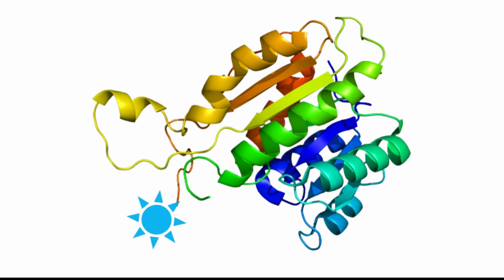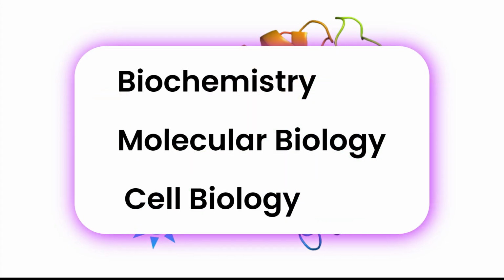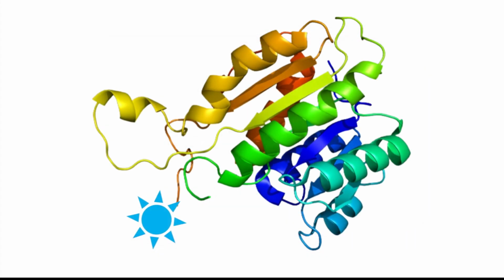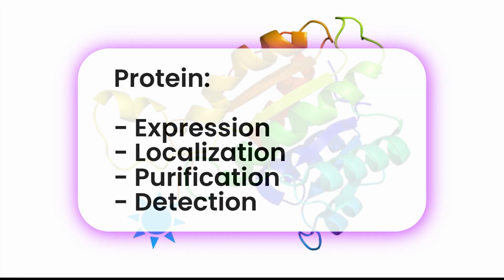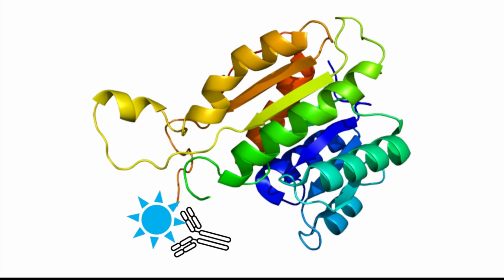Today I'll walk you through the fundamentals of adding protein tags like MYC, HIS, FLAG, HiBiT, and others. It's a fundamental technique in biochemistry, molecular biology, and cell biology. It is used to overcome challenges in protein expression, localization, purification, and detection, especially when specific antibodies are unavailable. Getting it right can make or break your experiment. Let's dive in.